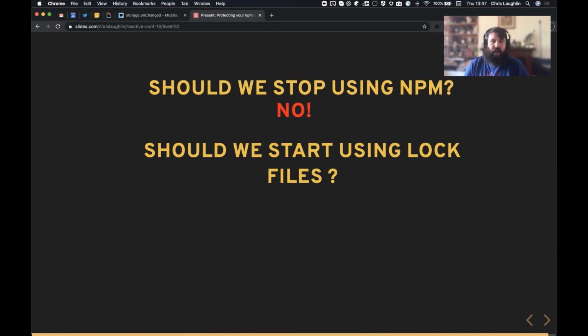Should we start using lock files? If you've been paying attention, you'll know the answer to this is yes, of course. These lock files help you to reason on and assert what code you're getting. You're always getting that code every time.